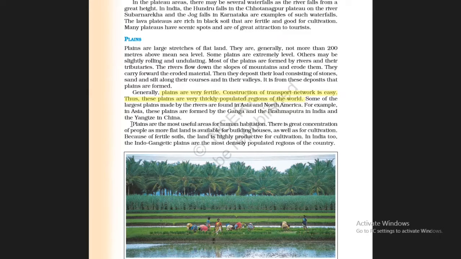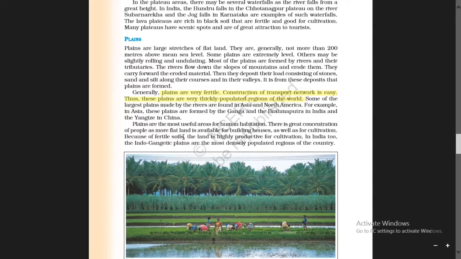Likewise, that means in Yangtze of China also. Plains are the most useful areas for human habitation. There is great concentration of people as more flat land is available for building houses as well as for cultivation. See, plains are the most useful areas for mankind, for our settlement.